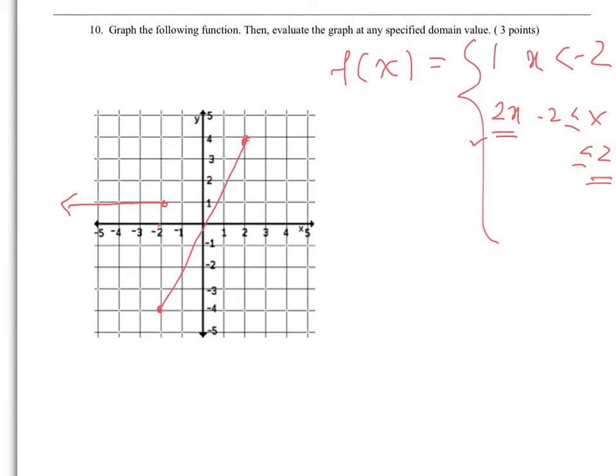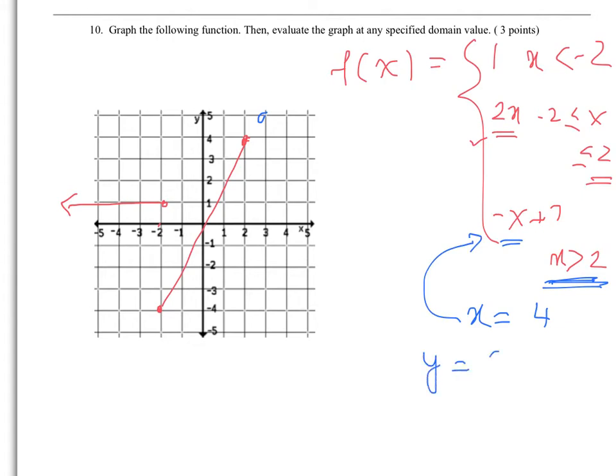And the last part was negative x plus 7 for x greater than 2. So I substitute x equal to 2 in this equation. I get 5. So for (2, 5), it's open and then it goes down. I can now test another point. For example, I can substitute x equal to 4, since x is greater than 2, into this equation. I get y equal to 3. So at 4 it's 3. So I know that it goes like this.